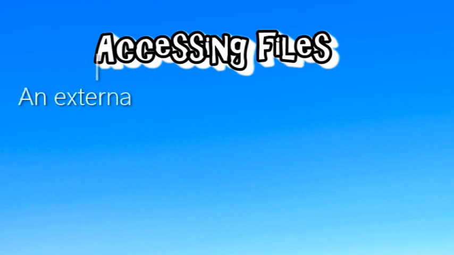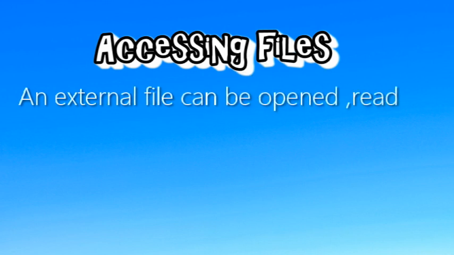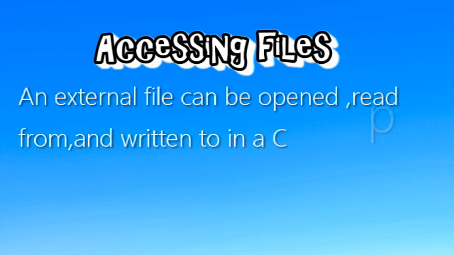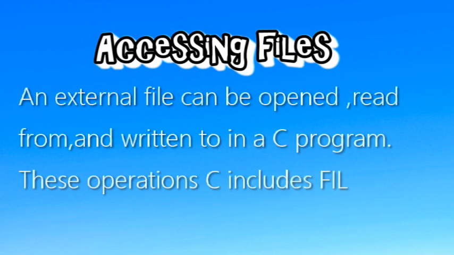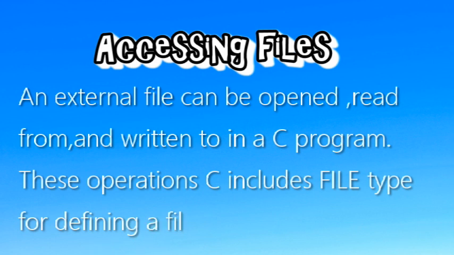So, as we talked about, accessing a file means working with a file. First of all, we need to know what we can perform in a file. What is the purpose, like why are we creating these files? With the help of files, we can open, read from, and write to a file in a C program. Suppose there are ample programs written in C, and you want to open some file, read into some file, or write into some file.